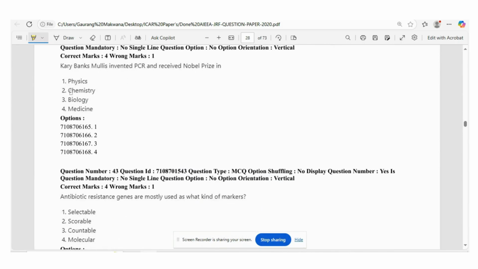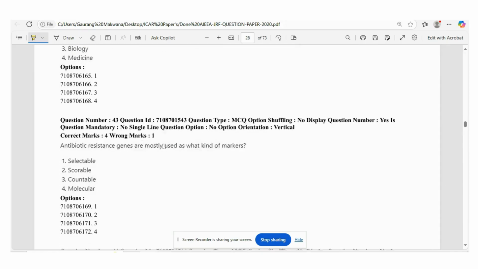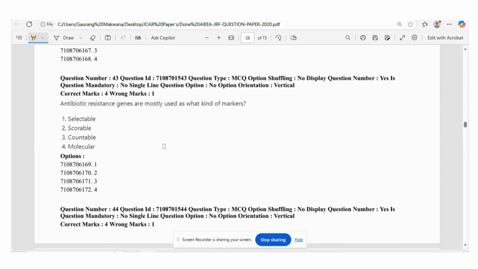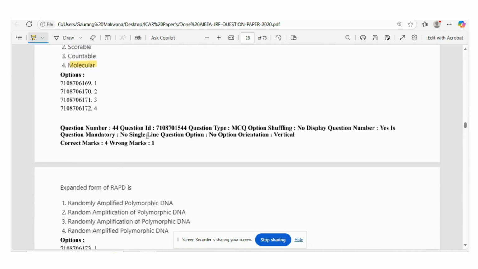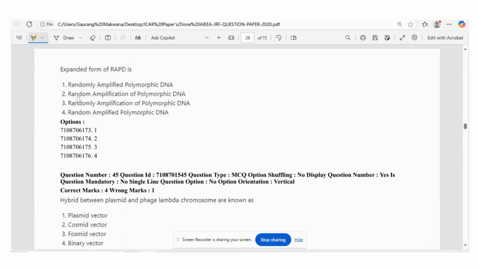Then antibiotic resistance genes are mostly used as what kind of marker? So the answer is a selectable marker. They allow researchers to select transformed cells from non-transformed ones. Then the molecular marker is used for mapping. Scorable and countable are not relatable. Then the expansion of RAPD is random amplified polymorphic DNA.